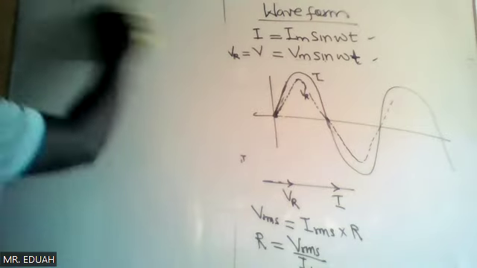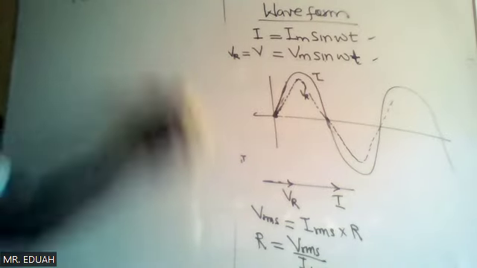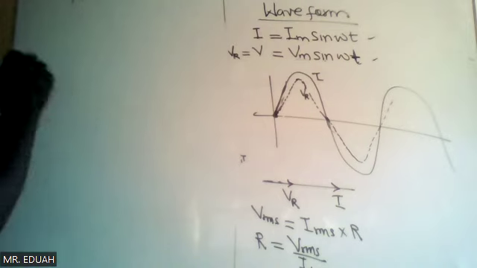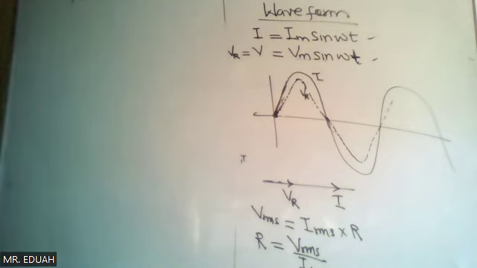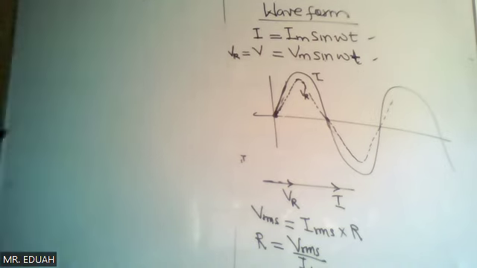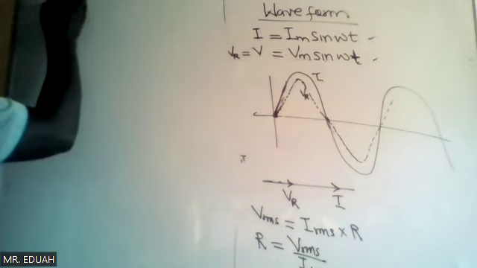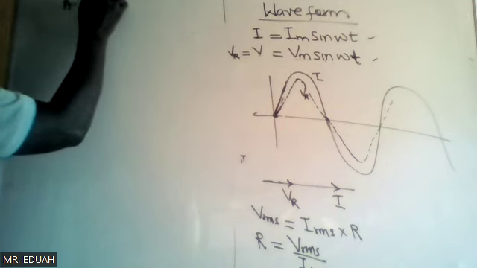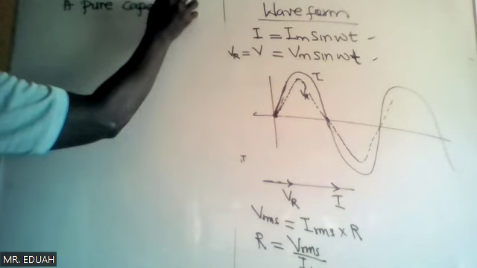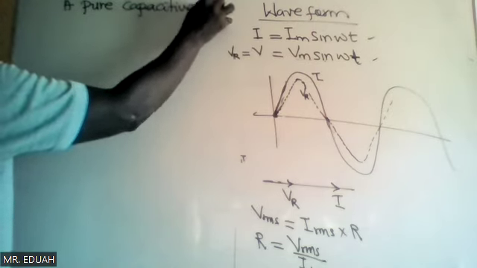All right. Then let's look at alternating current through an inductor. Or, okay, let's rather talk about AC through a capacitor first. So a purely capacitive circuit.